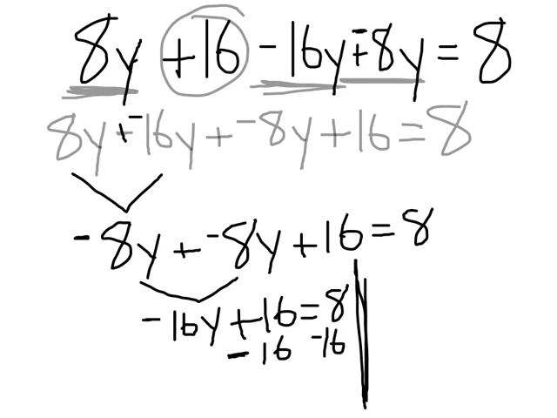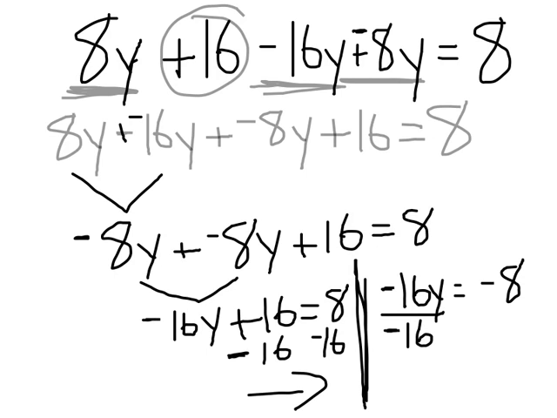And I'm sorry, guys. All my work's ended up being on this side now. Bring my negative 16y down because I haven't used it. 8 minus 16 is negative 8. And my last step here is divide by negative 16. Be really sure that you divide by negative 16 and not just 16. And I'm left with y equals positive 1/2.